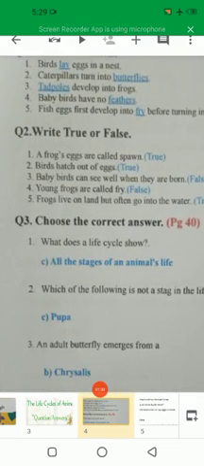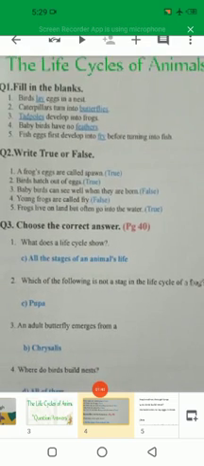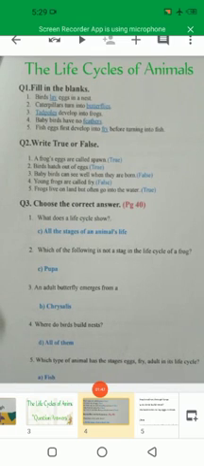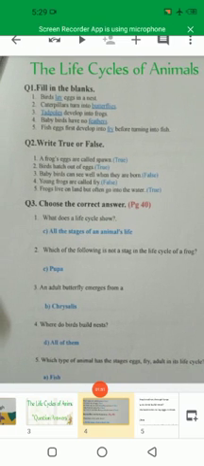First is what does a life cycle show? So the correct statement for this is it shows all the stages of an animal's life. Next is which of the following is not a stage in the life cycle of a frog? It is pupa. Next is an adult butterfly emerges from a chrysalis.